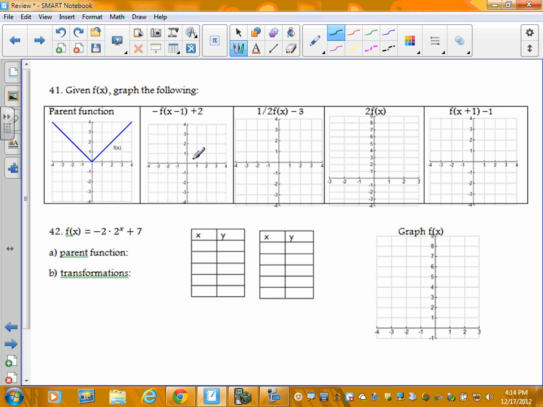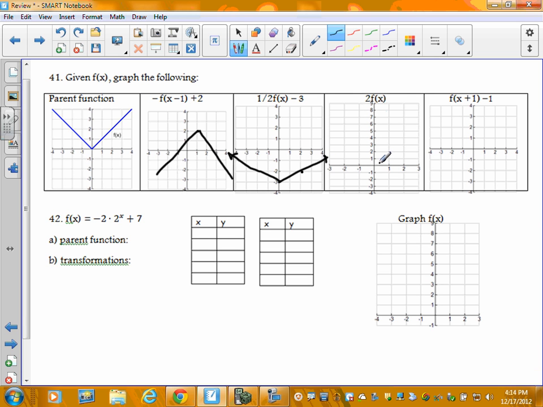Again, flipped, this blue line right here would be flipped. It would move to the right 1 and up 2, and then be flipped because of the negative. So it would be like that. With 1/2, shrink it, so I take the minus 3, just move it down 3, not right or left, and instead of going up 1 and over 1, I go up 1 and over 2. So it gets widened out with the fraction. The picture gets shrunk.